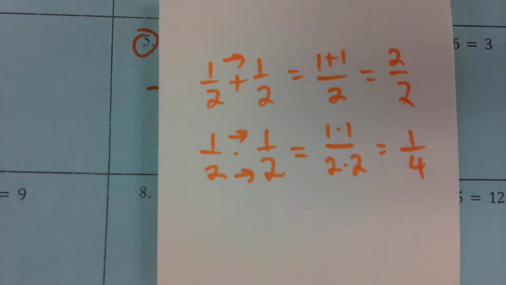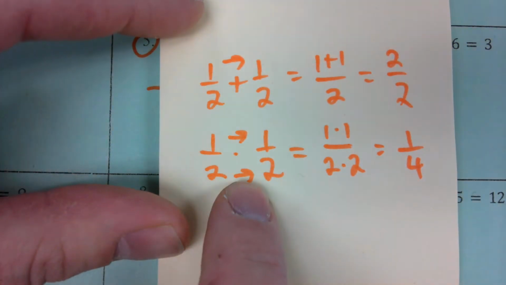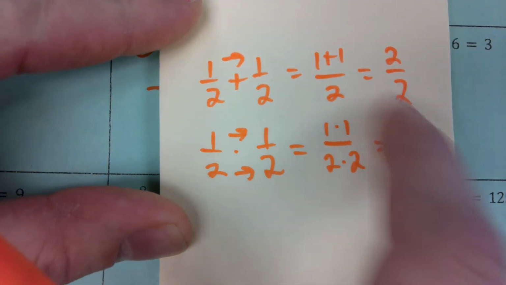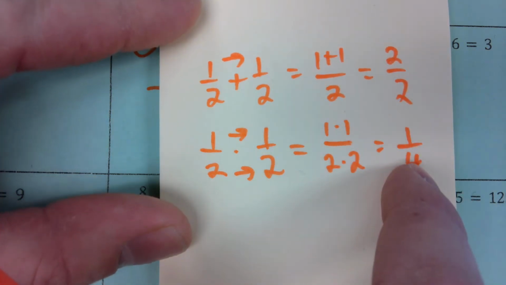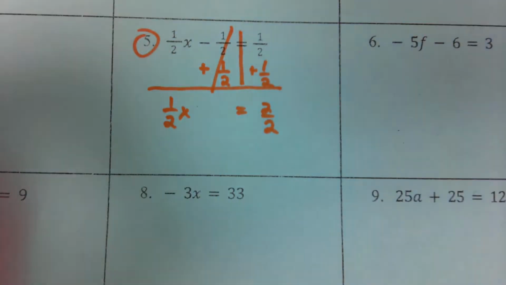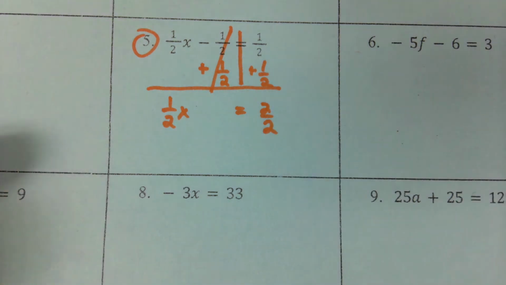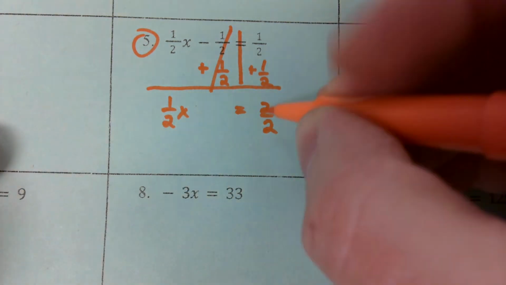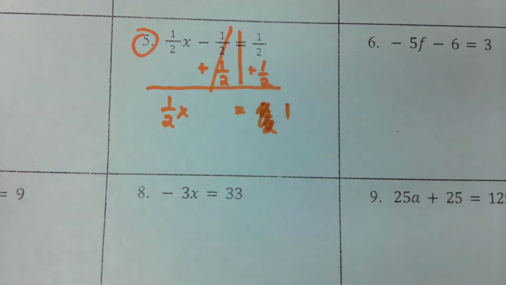So students tend to flip-flop between those two procedures. I just want to make sure we know the difference between adding fractions and multiplying fractions. As you can see, we get very, very different results. So anyway, we get 1 here, right? So now we have 1/2 x equals, I'm going to cross this out, and I'm just going to write 1.